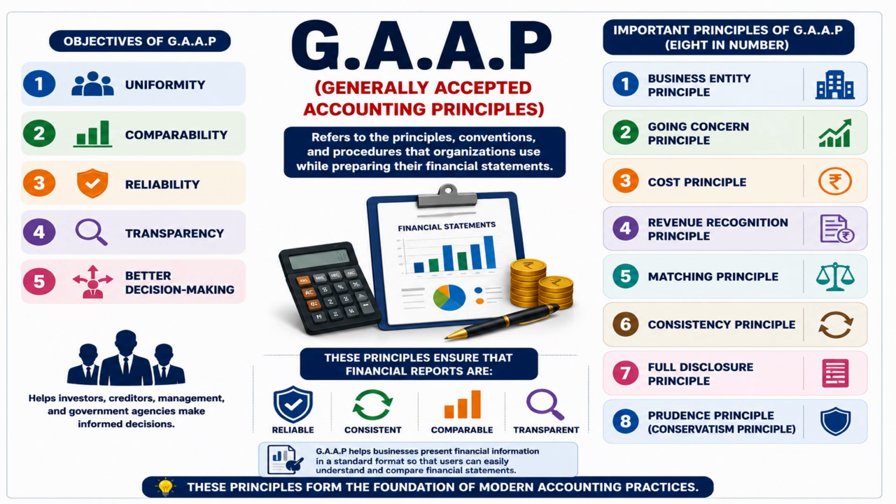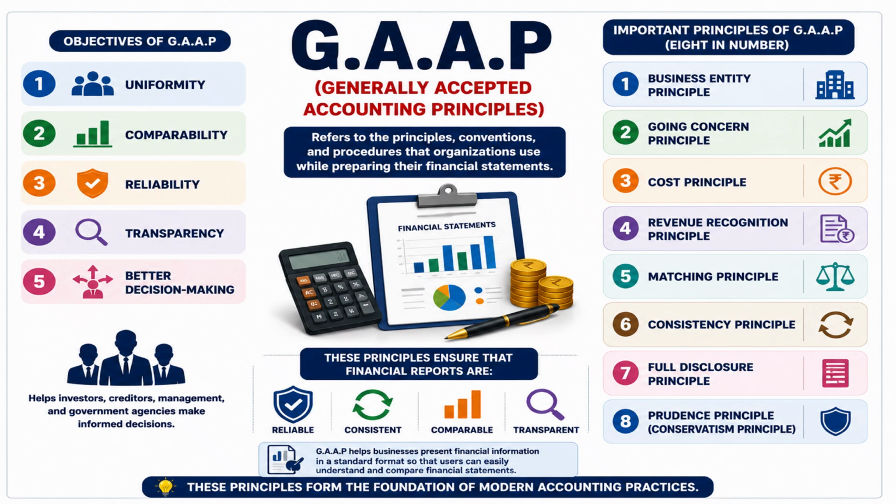2. Going concern principle. The going concern principle assumes that a business will continue operating for the foreseeable future and is not expected to close down soon. Therefore, assets are recorded based on their continued use rather than their liquidation value. Example: a machine purchased for 5 lakh rupees is depreciated over its useful life instead of being valued at its immediate resale price.